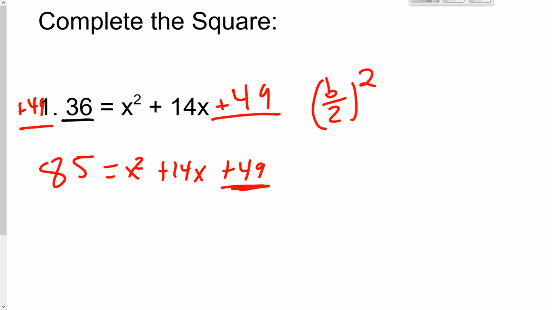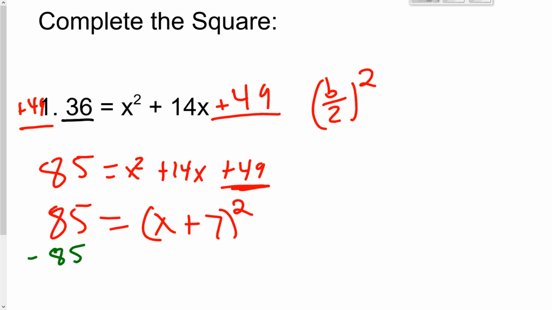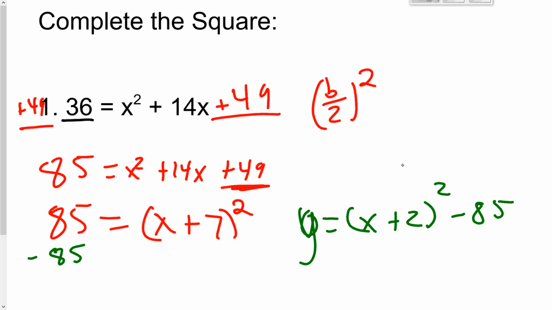We factor this quadratic side, and it's always going to factor to x plus your b over 2, which our b over 2 is 7. 14 divided by 2 is 7, and then quantity squared equals 85. And then if we're solving, then we go ahead and square root both sides. If we're not solving, we're finding the vertex, then we just subtract on this side, and we get the quantity squared, and then plus some number minus some number here. It's going to be minus 85 equals 0. And then we change 0 to y, and now we have our vertex negative 7 comma negative 85.